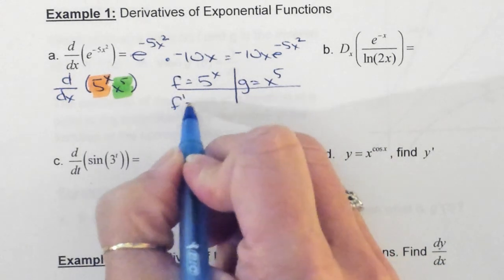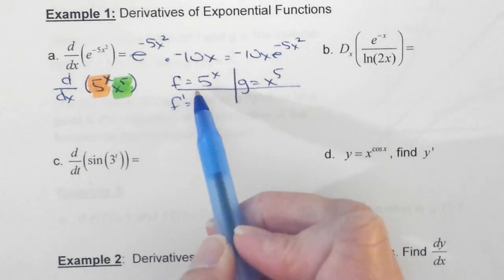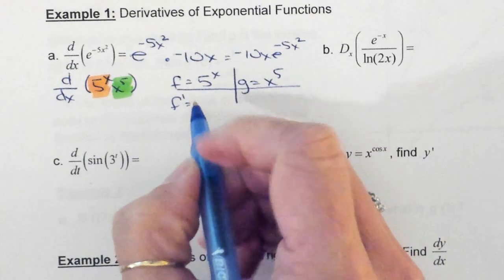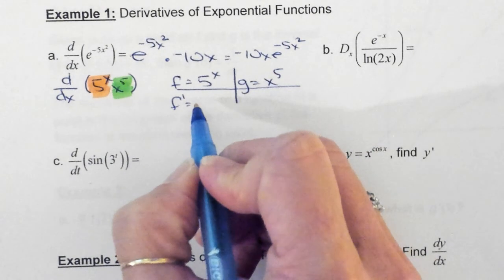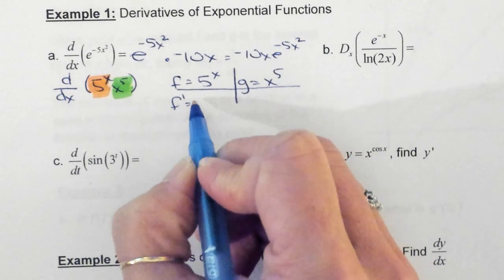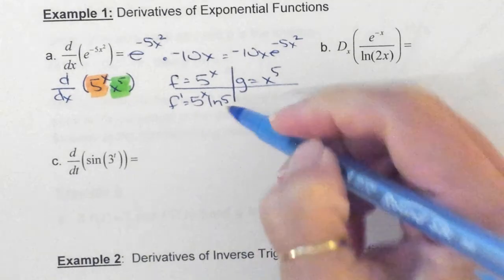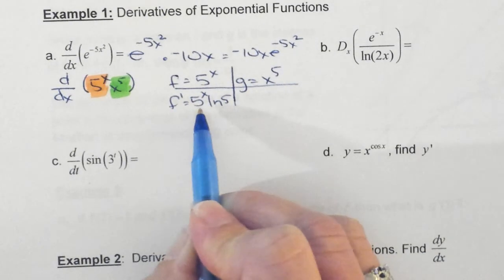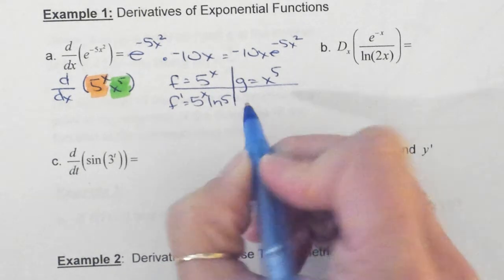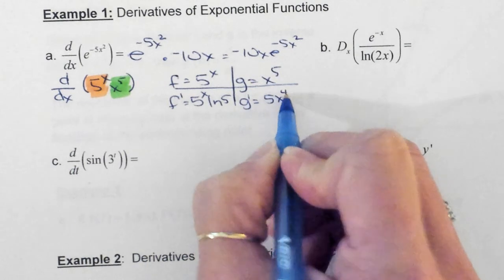So f prime, we're going to apply our new rule. So what is the derivative of this exponential? It's at the very top. It's number 17. 5 to the x, natural log of 5. Okay, because this is my b. It's my base. My base is 5. Okay? And then g prime is 5x to the 4th power.